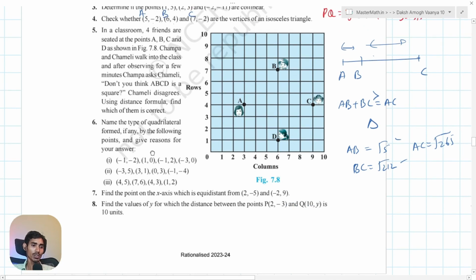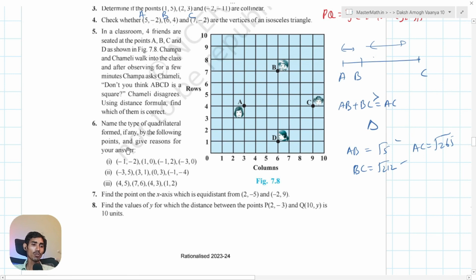So the 6th question, if you note, name the type of quadrilateral which is formed by this. If all the sides are equal, it would be a rhombus. If all the sides plus the diagonals are equal, it would be a square. If opposite sides are equal, it would be a parallelogram. If opposite sides and diagonals are equal, it would be a rectangle. Note if you want to. These are the properties of different quadrilaterals.